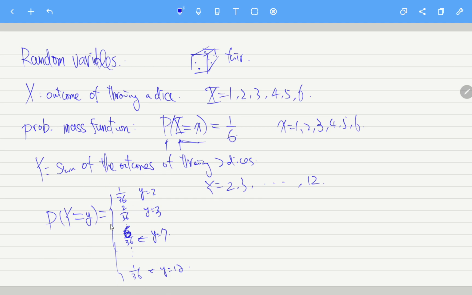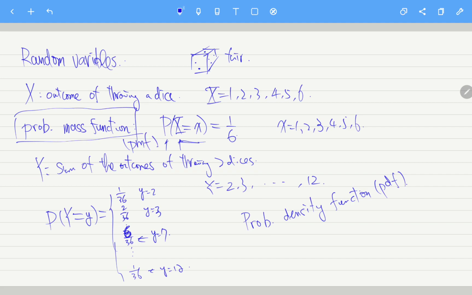So we define something called the probability mass function to describe a random event. And of course, if the outcome is continuous, there is something called the probability density function. In short form, it is a PDF. Not the file type. Actually, it is called PDF. This is PMF. So this is for continuous events.